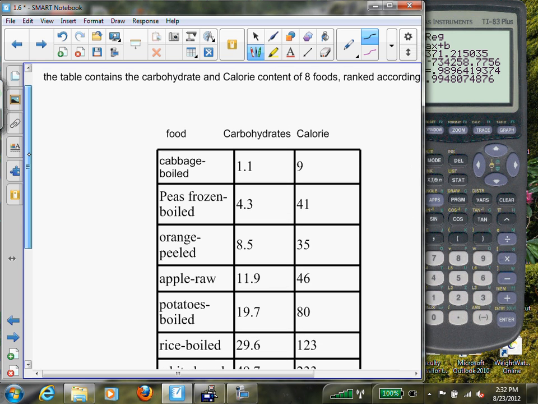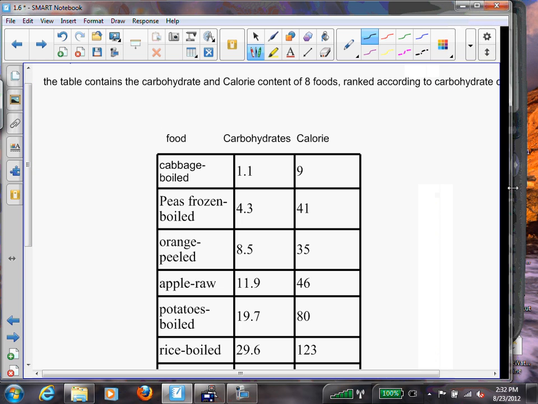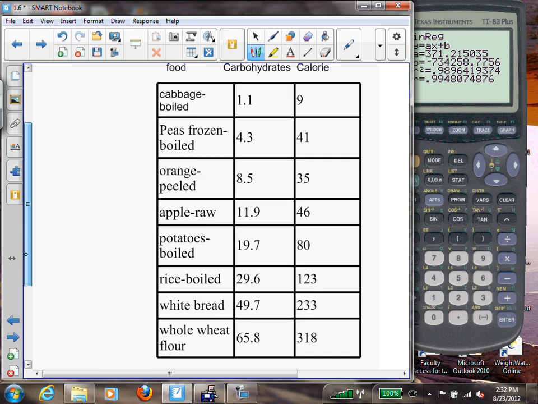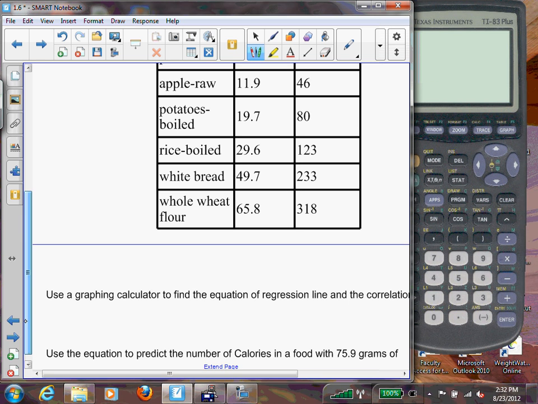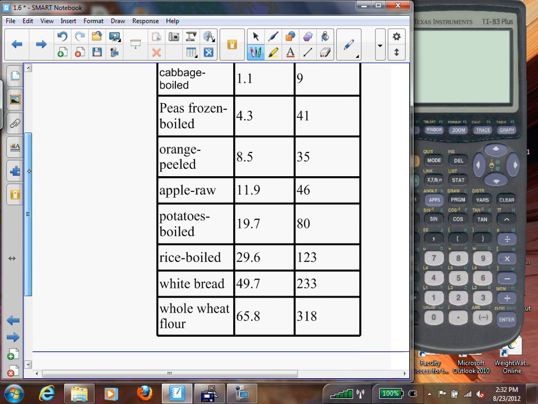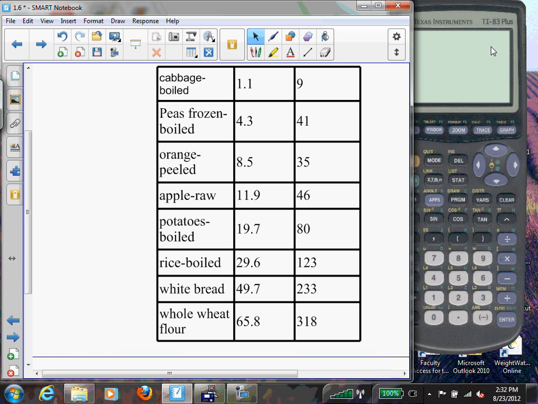All right, here we have carbohydrates and calorie content of 8 foods ranked according to carbohydrate content. So here's my X, here's my Y. Use a graphing calculator to find the equation of the regression line and the correlation, and then predict the number of calories in a food with 75.9 grams of carbohydrates. So we've got to clear out our list. How do I go about clearing out my list?